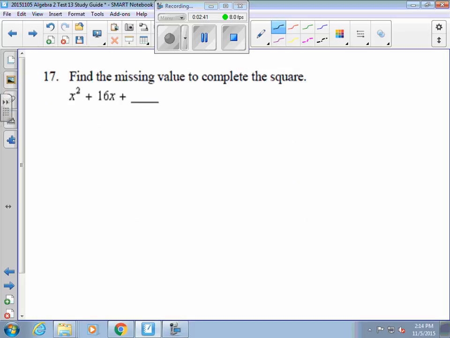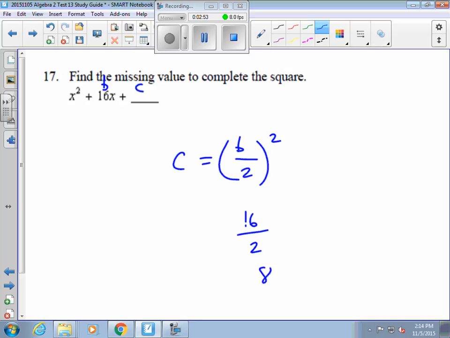17, find C. Find a missing value. In this case, it is C. C is equal to B over 2, or half of B, squared. B's value then right here is 16. So 16 divided by 2 is 8. And 8 squared, C's value is now positive 64.